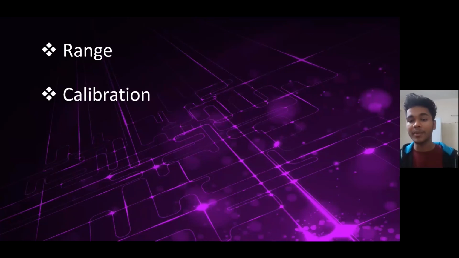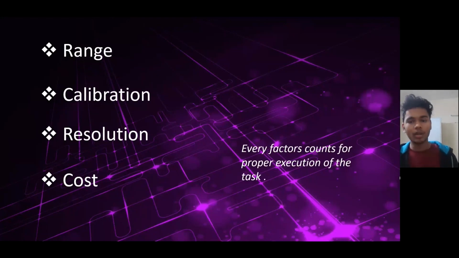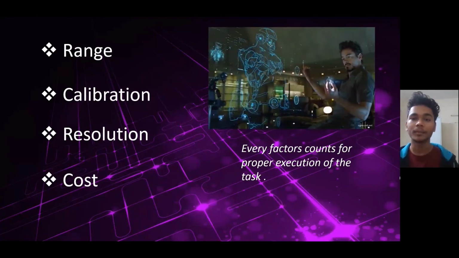The calibration. Calibration is when you configure your sensor to give output in a specific range. Other than that, resolution. In resolution, for each small or big input, you need to check the output of your sensor. And finally, the cost. Whenever you are working on your project, you need to check the cost, as you need to make the project affordable too, right? Every factor counts for the proper execution of the task in your project, and when you take into account every factor, you are ready to work on your project.